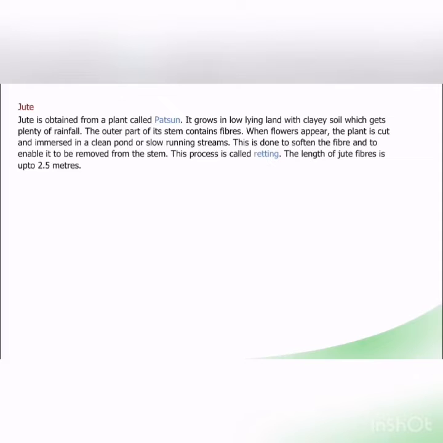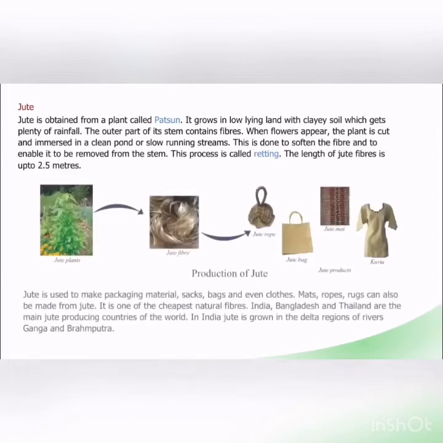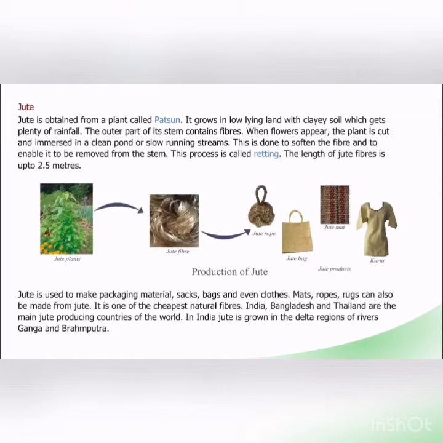The length of jute fibers is up to 2.5 meters. Jute is used to make packaging material, sacks, bags, and even clothes. Mats, ropes, rugs can also be made from jute. It is one of the cheapest natural fibers. India, Bangladesh, and Thailand are the main jute producing countries of the world. In India, jute is grown in the delta regions of river Ganga and Brahmaputra.